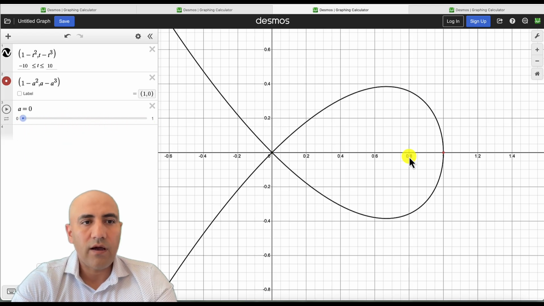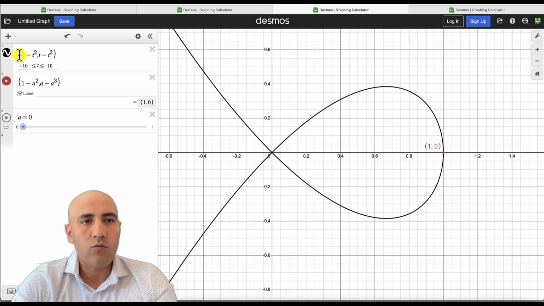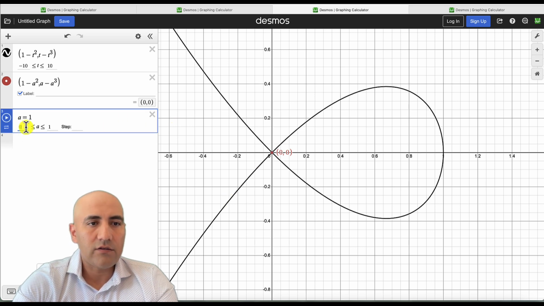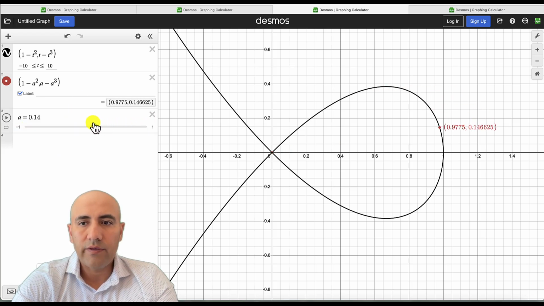So 0 corresponds to this point right here. If I put in a 0, 1 minus 0 squared is 1. And then as I move this way, it traces the top half and gets to there. If I keep going, it's going to continue to go this way. But now I suspect that if I go back into negative 1, let's see what happens there. I go all the way back beyond that to negative 1. There's the other loop. So from negative 1 to 0, we get the bottom half of the loop. And then from 0 to 1, we get the top half of the loop.